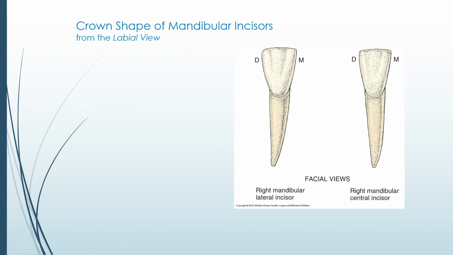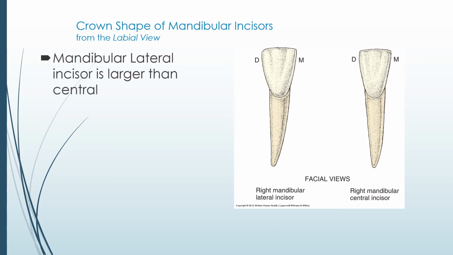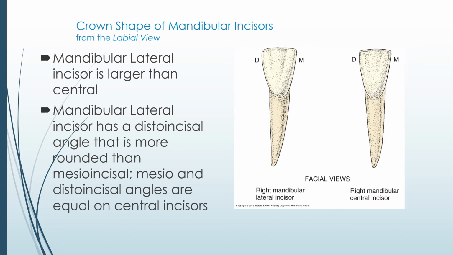Now the crown shape of the mandibular incisors. The mandibular lateral, as we have already discussed, is actually larger than the central. The mandibular central incisor is the smallest tooth in the oral cavity, and it is the most symmetrical tooth in the oral cavity. Another feature is that its contact areas are both found in the incisal 1/3.